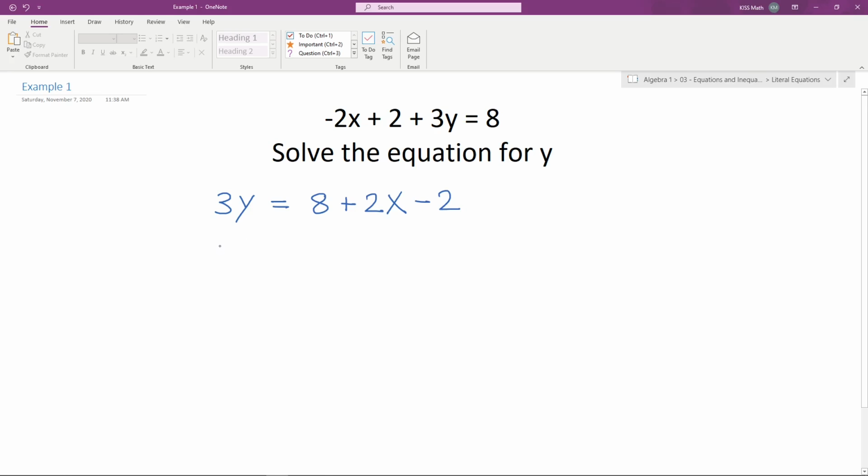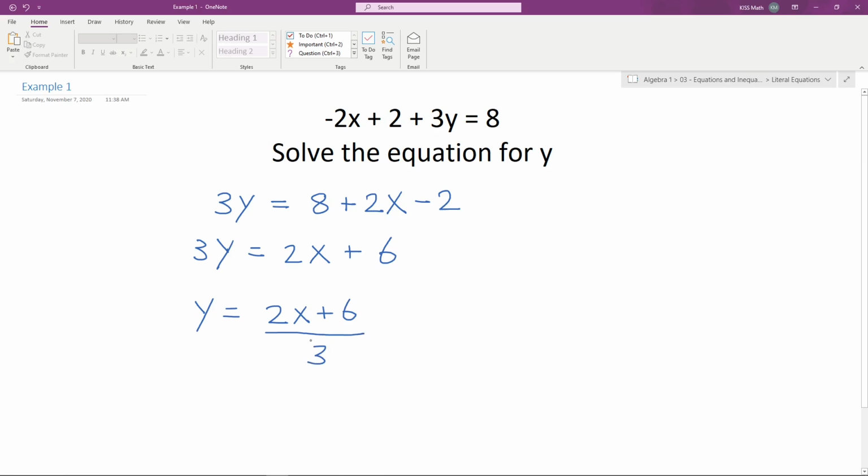And I'll simplify this a little bit. So we have 3y equals, I'm going to put the 2x up front, and then I have 8 minus 2, so that's a positive 6. And now I have to divide off the 3. So if I do that, I'll just have a y now, isolated. And this whole thing must be divided by 3.